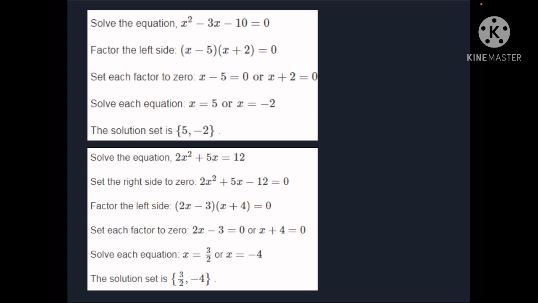Here another example is 2x to the power of 2 plus 5x equals 12. This is one of our special cases. We will take 12 and transfer it to our left side, making it negative 12 instead of positive 12. Then I will factor that side, giving me 2x minus 3 and x plus 4. I will set them to 0 and solve the equation, giving me the results of x equals 3 over 2 or x equals negative 4, giving me a solution set of 3 over 2 and negative 4.